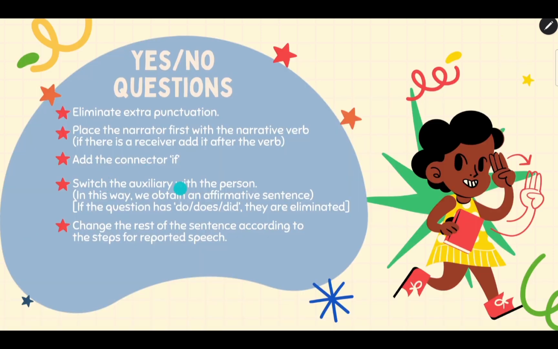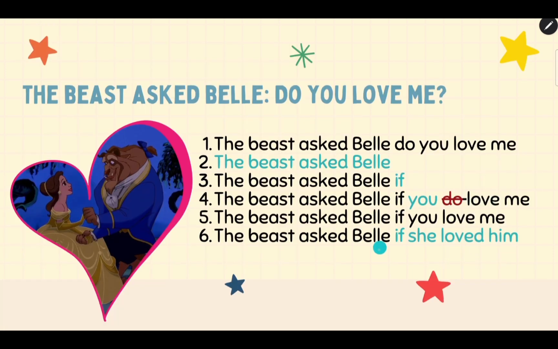The next one, switch the auxiliary with the person. We have the person here in the question, right? We're talking about the question. We have "do you" as a question. Now we switch it first. We place "you" and then "do," right? Because in this way we obtain an affirmative sentence, right? Okay, but remember, if we have the helper "do," we have to eliminate it. So we eliminate "do." Now we have the Beast asked Belle if you love me, right?